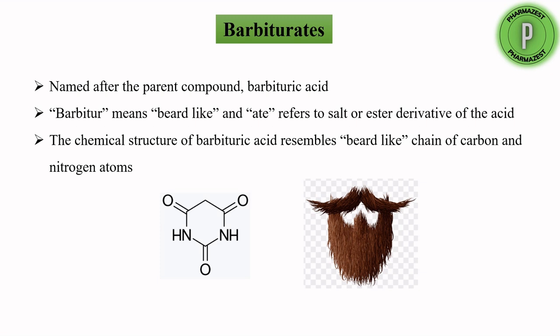Now when you see the structure of barbituric acid also, you can see how it resembles it. This double bond over here and the structure below also appear similar to a beard. So that is why they are also known as barbiturates. Based on the parent compound as well as the structure of a beard, they are known as barbiturates.